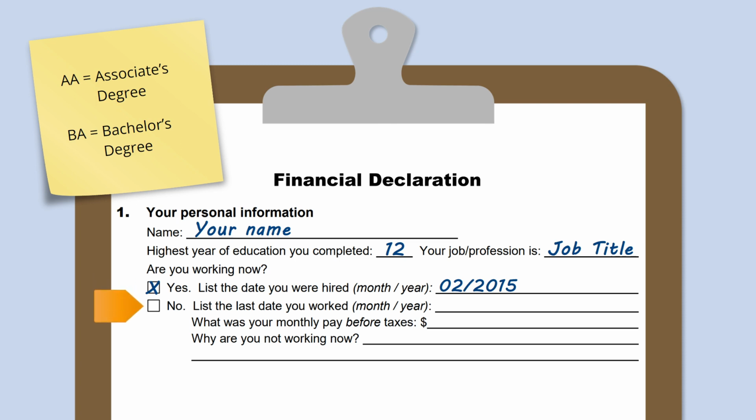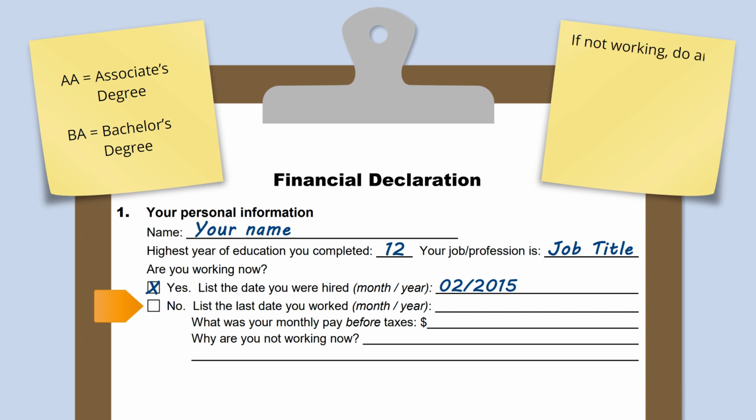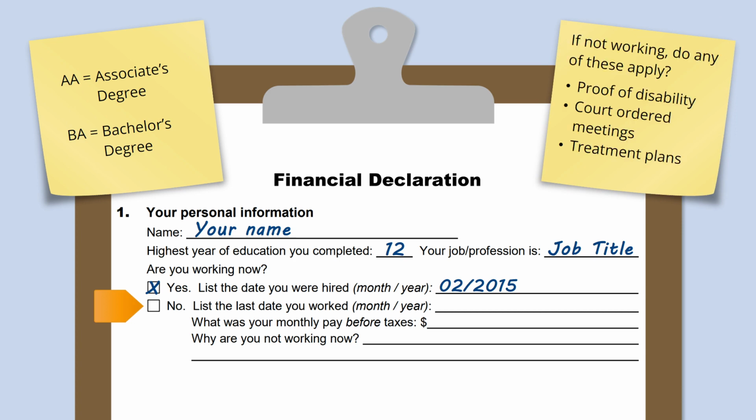If you are not currently working, please provide any information you can about the last date you worked. Again, just write, "I don't know" if you can't remember. Also, if you are not working, you may consider providing documentation for why you are not working. For example, proof of disability, court-ordered meetings, treatment plans, etc. If you are homeless, you can note that as well. All this can be helpful when your child support amounts are calculated.